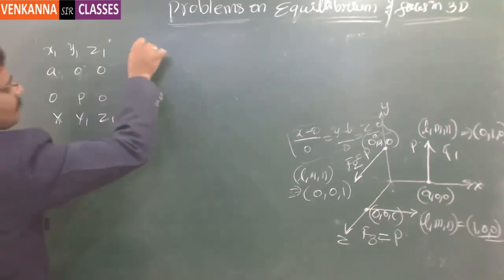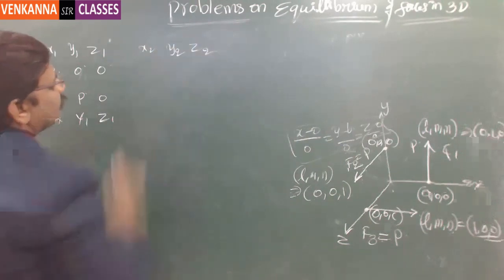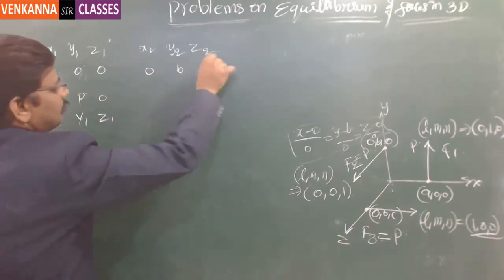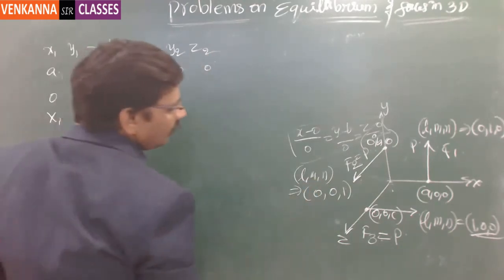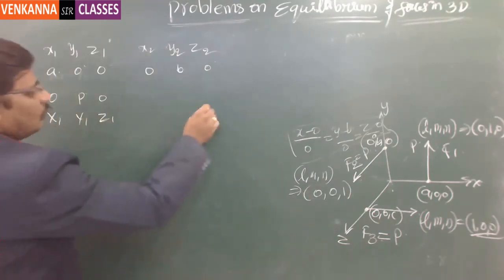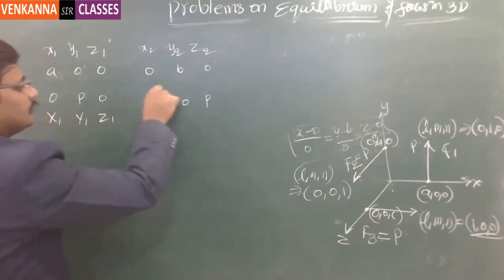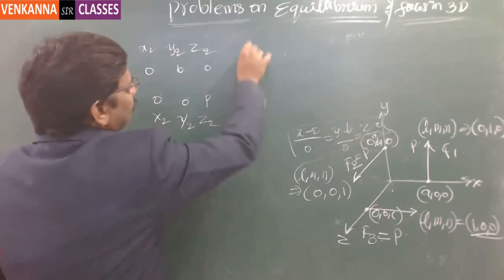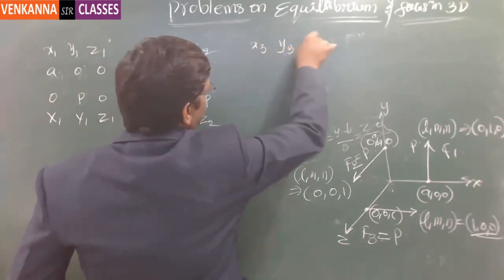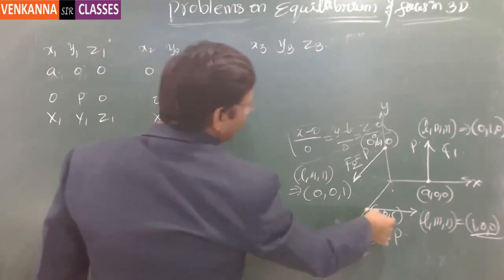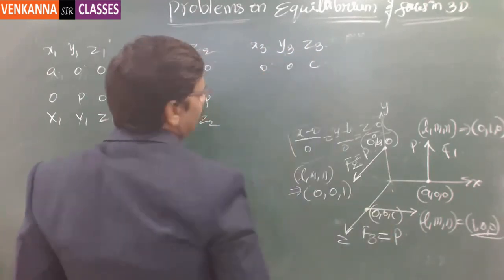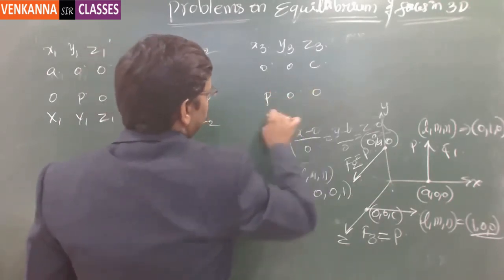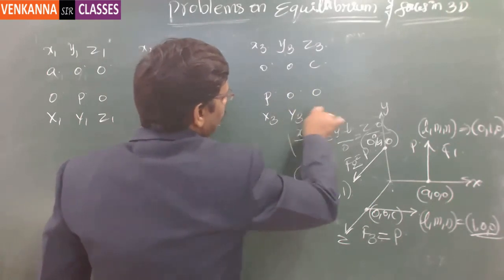Similarly X2, Y2, Z2. For the second force, the point of application is (0, B, 0) and the components of the force are only along the Z direction. That means only the Z part will be P and the rest are 0. Similarly for the third force, X3, Y3, Z3, the point of application is (0, 0, C) and the line is only parallel to the x-axis, hence the components are P, 0 and 0.